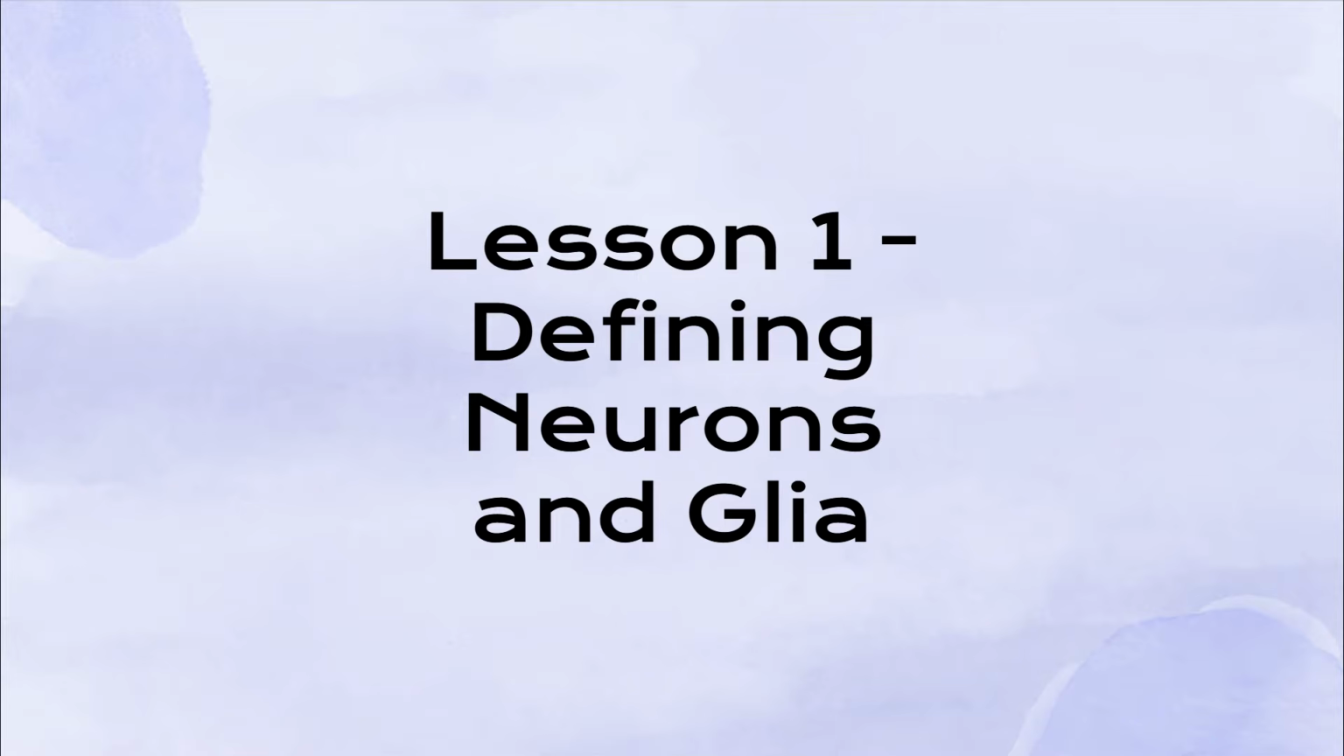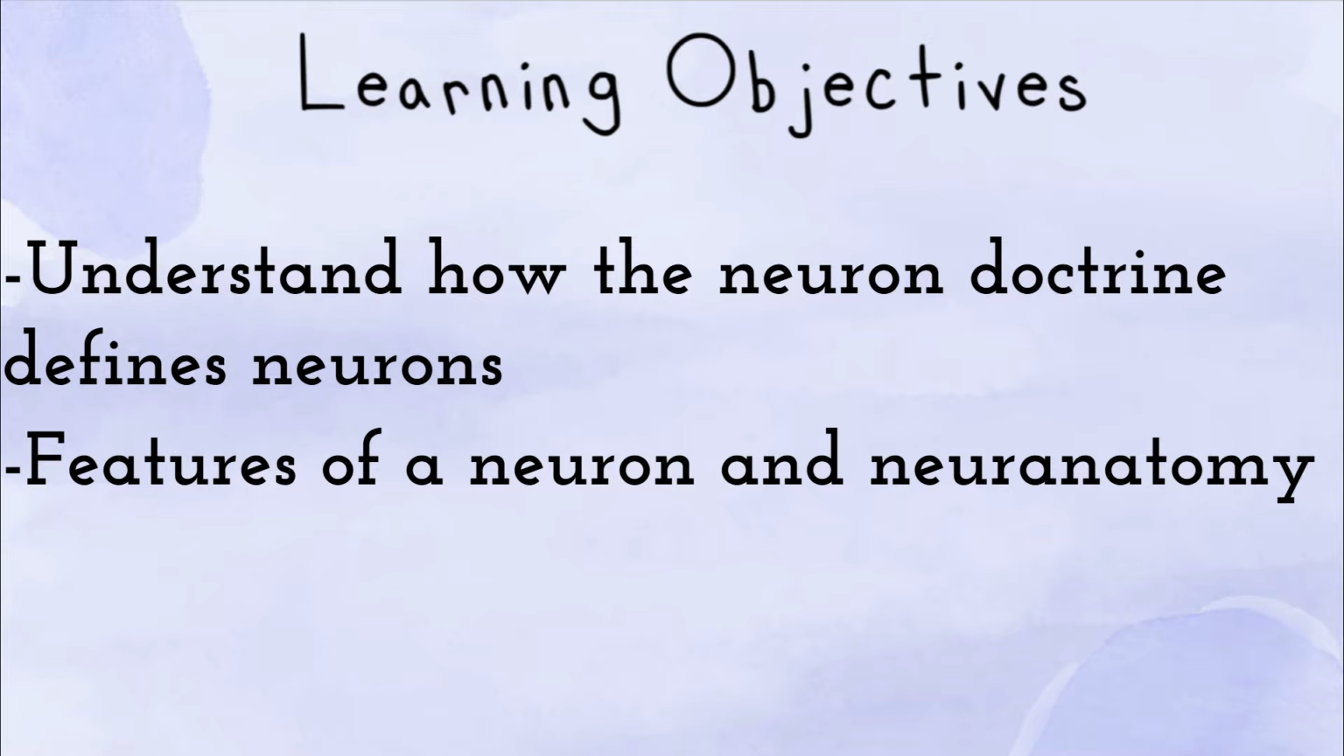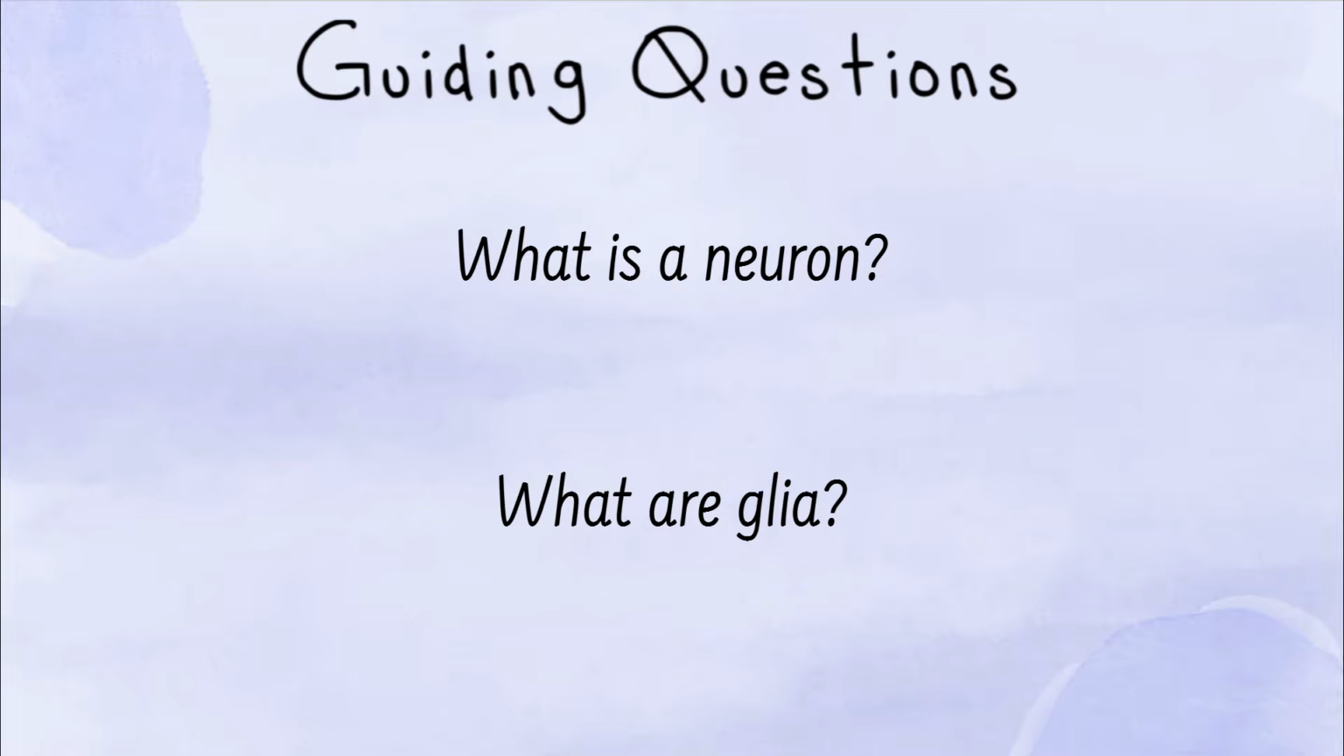Hello. This lesson is defining neurons and glia. In this lesson, we'll look at the Lego pieces of the nervous system, neurons and glia. We'll start with the Neuron Doctrine before touching on important features, neuroanatomy, and how we classify neurons. Then we'll switch gears to look at glia, the support system of neurons. So, the overarching questions I want to answer in this video are, what is a neuron, and what are glia?